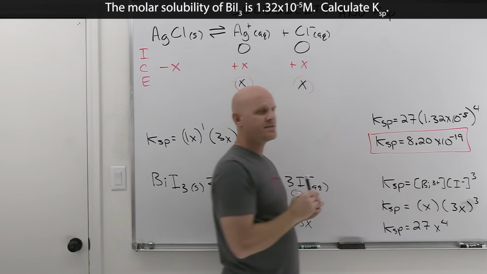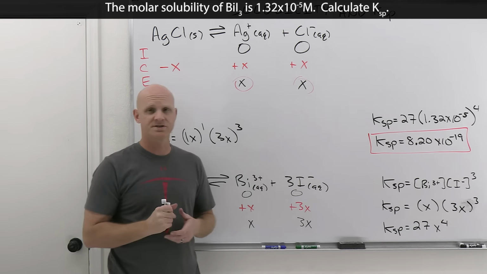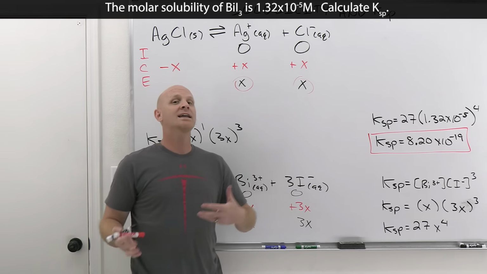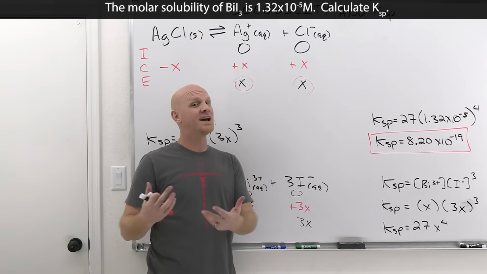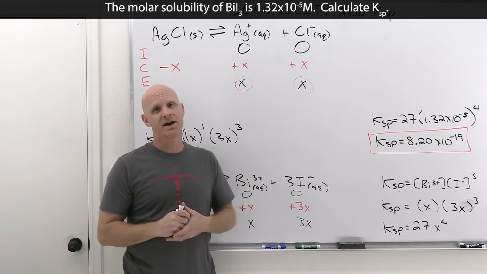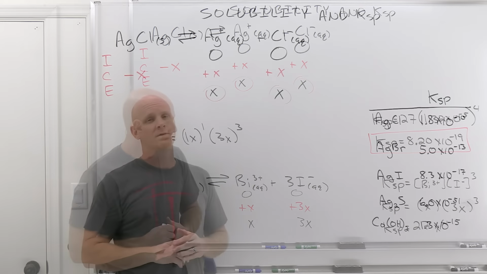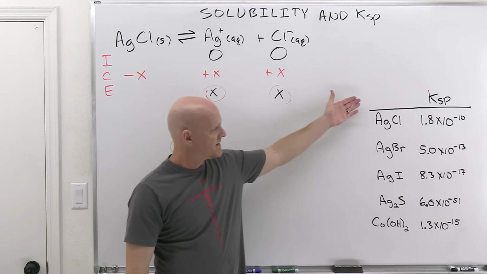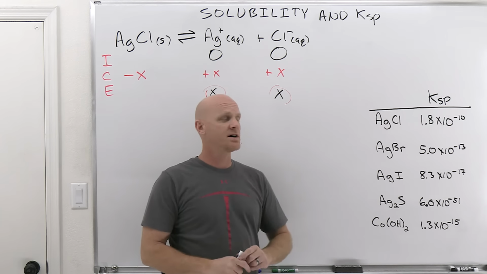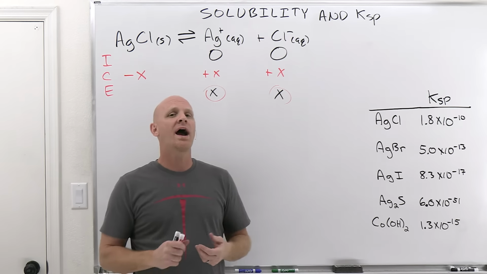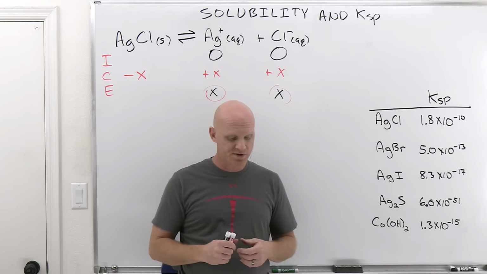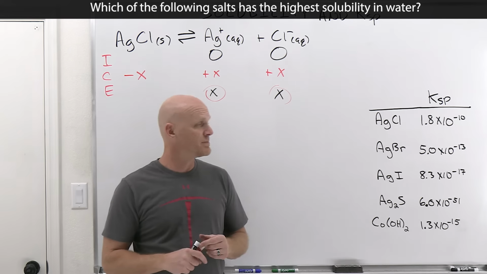Cool, so this is exactly the opposite fashion of the first two questions. Instead of being given a Ksp and asked to solve for the molar solubility x, here we're given the molar solubility x and asked to solve for Ksp, so exactly backwards. So in this last question, we are given 5 different salts, ionic compounds, and their corresponding Ksp values. And then we are asked to choose whichever one has the highest solubility in water.